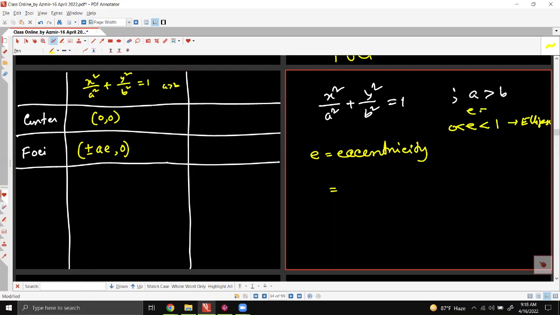For parabola, e is equal to 1. For hyperbola, e is greater than 1. So we need this condition, e is less than 1 and greater than 0, because we are discussing ellipse now. So the formula for ellipse is e equals square root of a squared minus b squared over a squared.